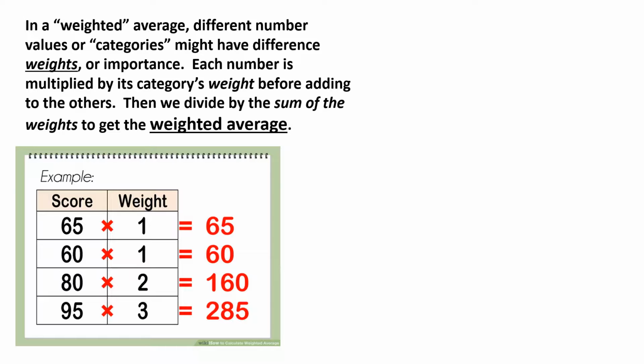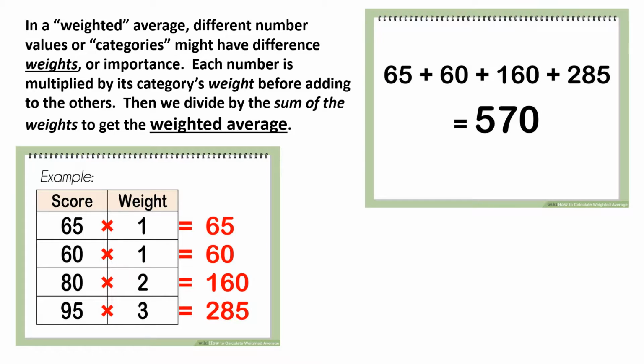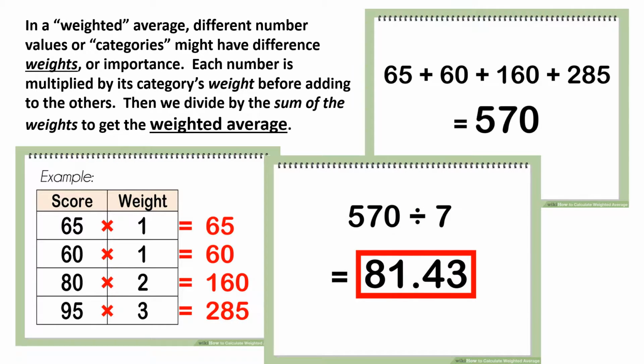In a weighted average, different number values or categories might have different weights or importance. Each number is multiplied by its category's weight before adding to the others. Then we divide by the sum of the weights to get the weighted average.